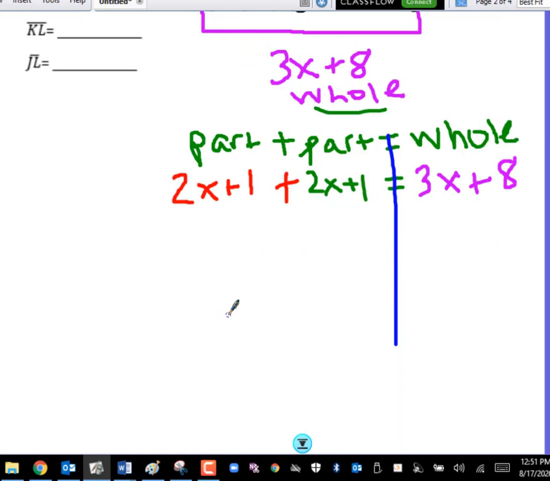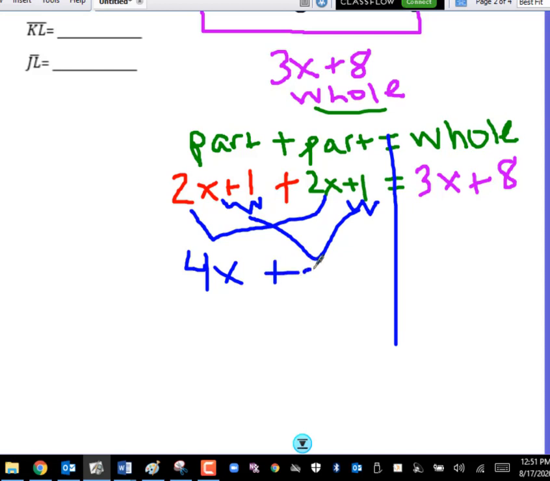So this time I'm going to combine my like terms first, because I have x and x on the same side, so I can put those together. So 2x plus 2x is how many x's? Well, that's 4x. And then I have a plus 1 and a plus 1. Well, I'm going to add those together. 1 plus 1 is 2. The other side, there isn't anything to combine together, so that stays the same.